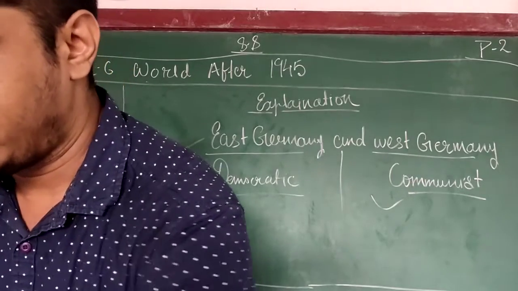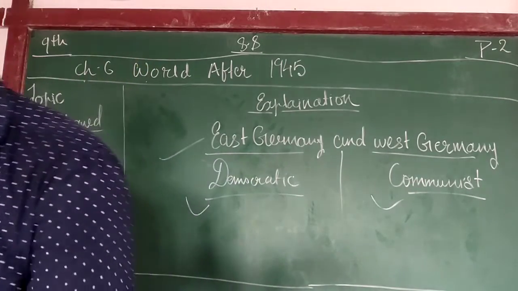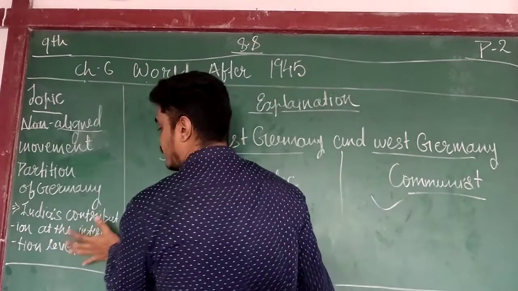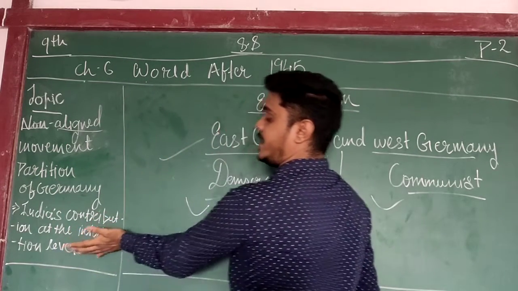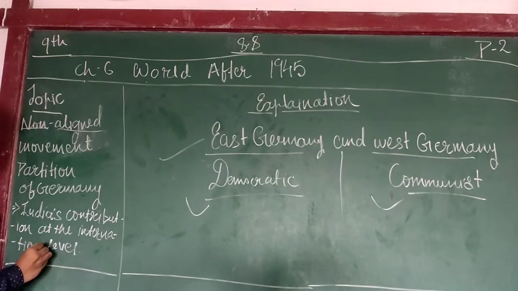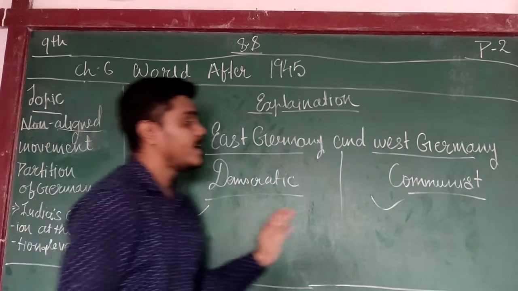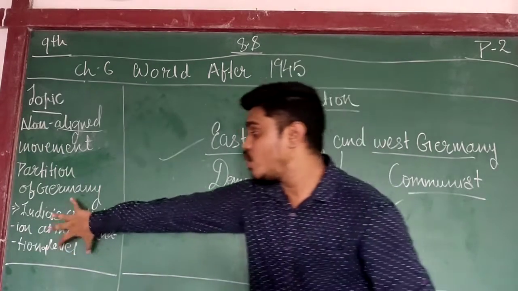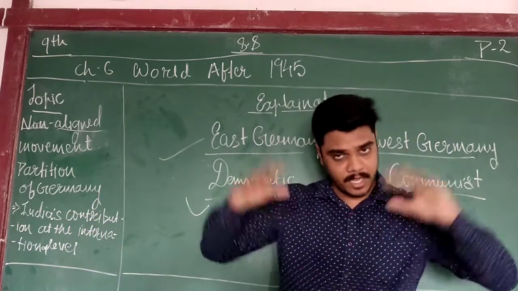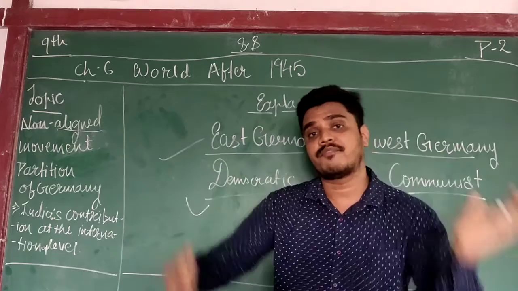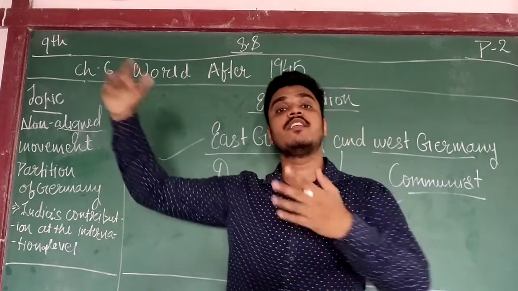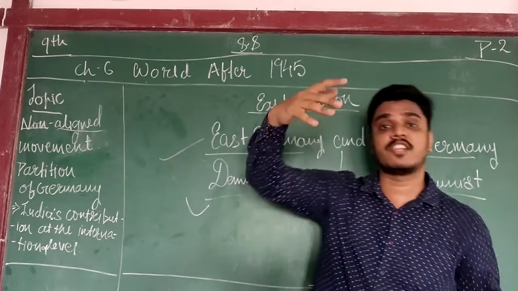Let's continue the chapter. Now after that we have India's contribution at the international level. This is also one of the important portions that you should know: how India contributed. We have lost everything. After we got independence, we were recovering in a month, in a year. Green revolution, white revolution, and the industrial revolution.